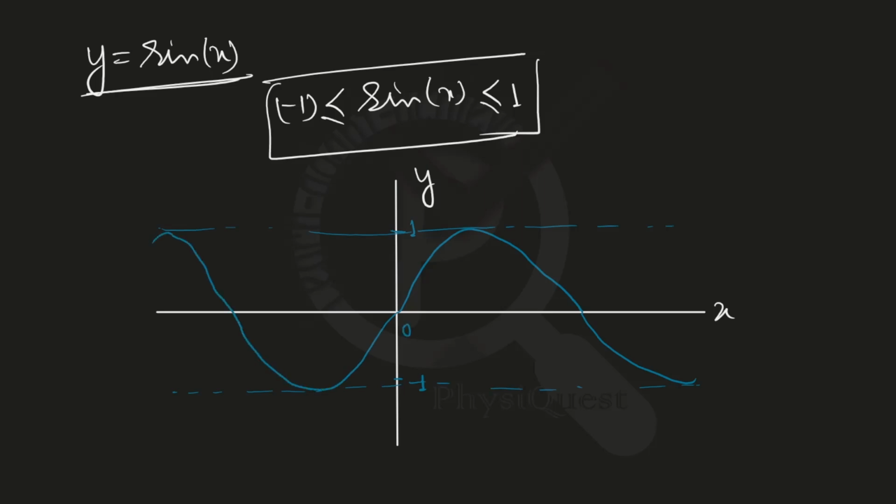So here this is the point where x is 0. Here x is pi by 2. Here x is pi. Here x will be 3 pi by 2. And this is similar here: this is minus pi by 2, minus pi, and it goes on. Okay, so this is the graph you should remember for y equals sin x.